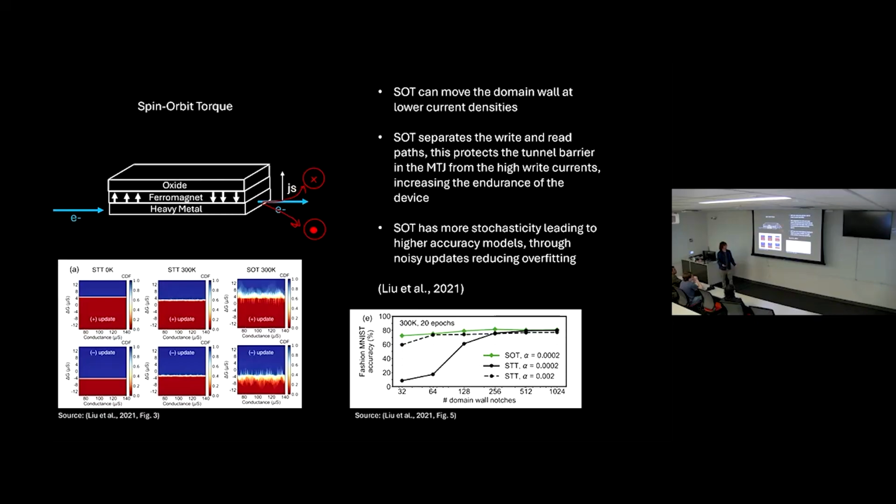And like discussed before, separating the read and write paths protects the tunnel barrier from the write currents. And they also showed that the spin orbit torque has more stochasticity, which is seen right here, where it has these random fluctuations. And this actually, counterintuitively, leads to higher accuracy models because noisy learning reduces overfitting the curve. So right here in this green line, we can see that the accuracy is a lot higher than the spin transfer torque curve.